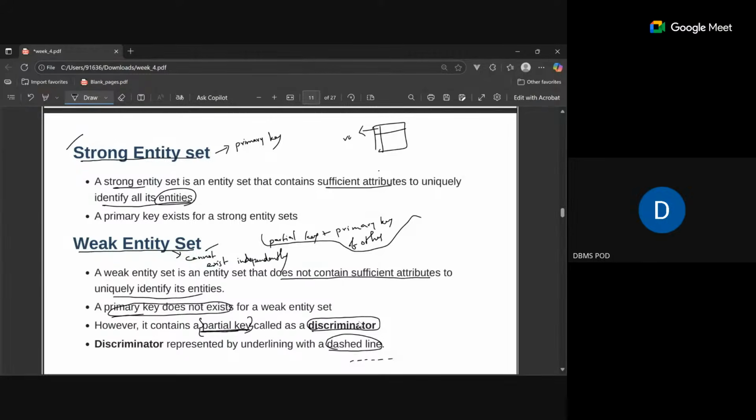That is why we call this a discriminator. So can you give examples? Because it is not being clear. Okay, let's look at the upcoming slide, then it will be much clearer.